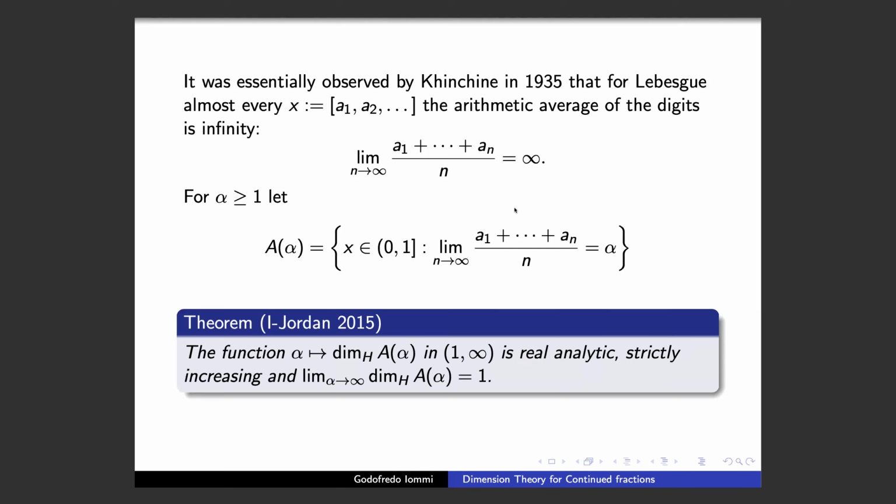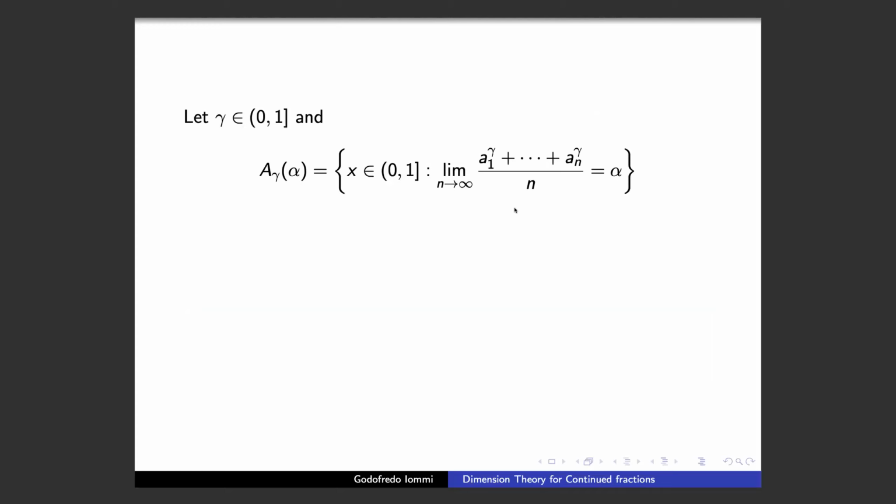You can, however, consider other ways of averaging. You can pick, for example, a number gamma between 0 and 1, and look at the level sets determined by these weighted ergodic averages. So now, instead of using the classical arithmetic average, each number I raise to the power of gamma. And again, you can define the level sets determined by this weighted arithmetic average.